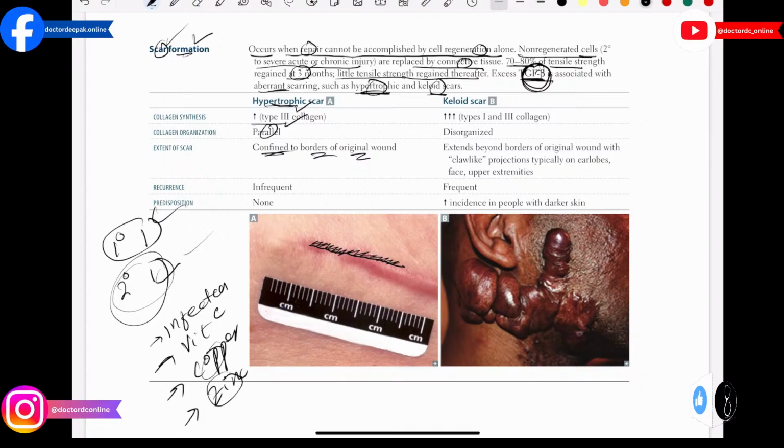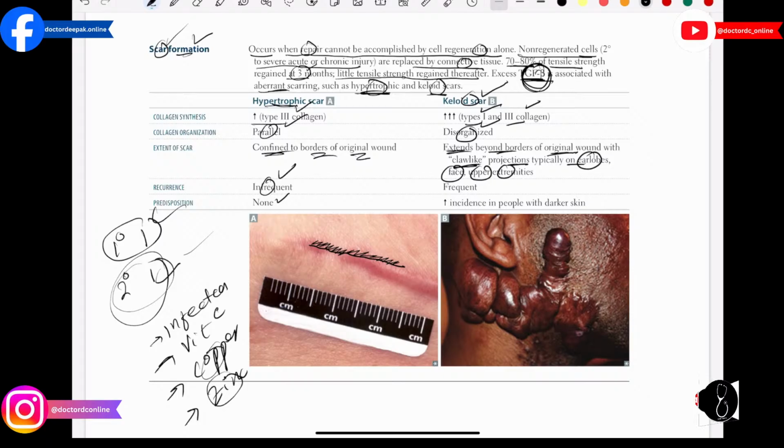You guys have to remember, the recurrence is more common, the predisposition is not more common. Then we have Keloid scar. In the Keloid scar we have more type 1 collagen and type 3 collagen, and it is going to be disorganized. Then you guys have to remember it can extend beyond the border of the original wound with claw-like projections, typically on the earlobes, face, and upper extremities.